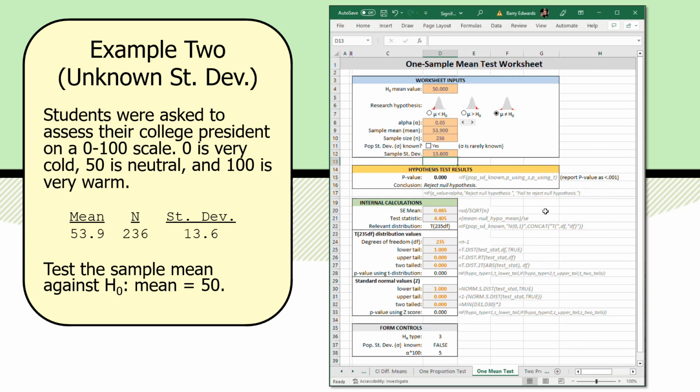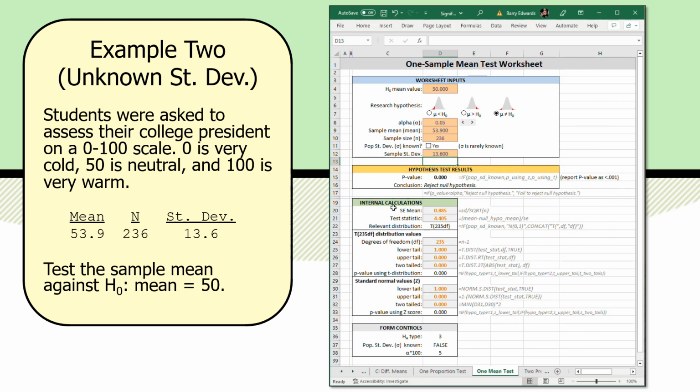Now this is telling me that the p-value is 0.000, and of course we've got the same note here that we should report that is less than 0.001. And because that p-value is less than alpha, we would reject the null hypothesis. So the students have a mean assessment of their president that is significantly different than neutral. In this case, it's significantly greater than 50.